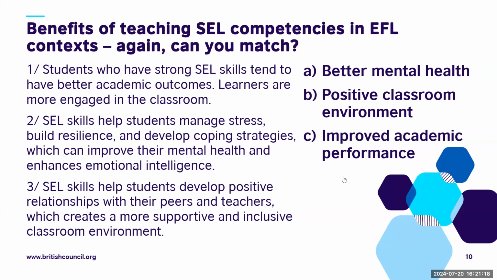Outcomes and mental health. Positive classroom environment, great. Improved performance should be 1, number 1C. Skills, students manage stress, better mental health is A, 2A. And 3, we have better relationships with peers and teachers and members of the community if we use social emotional learning in our classrooms. So the students perform better.